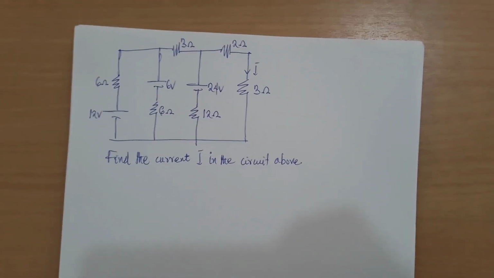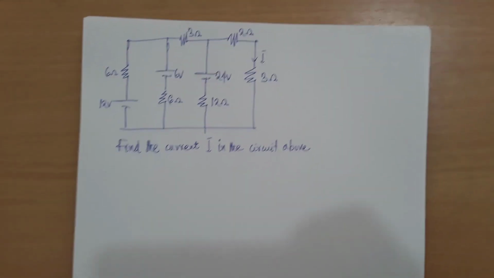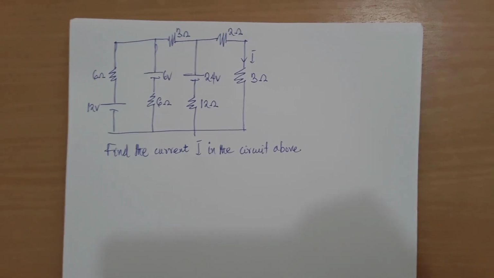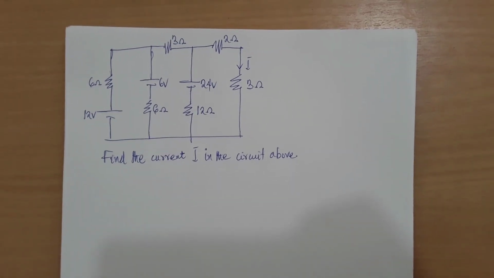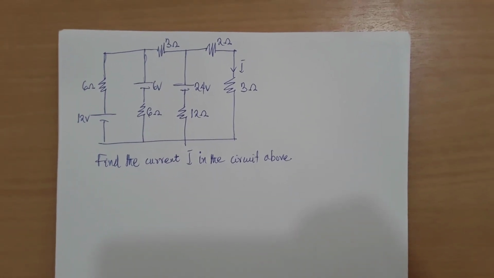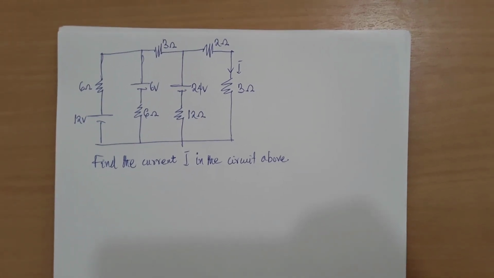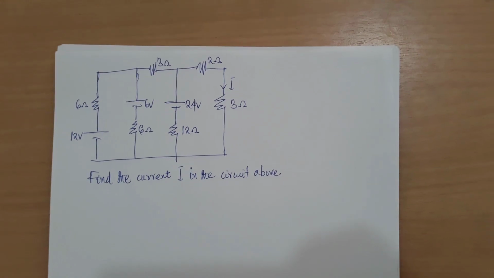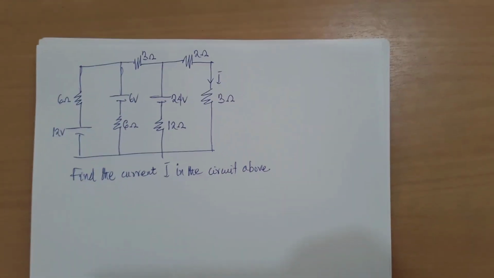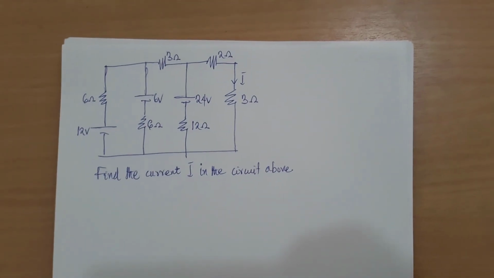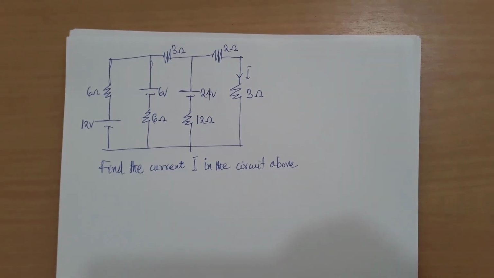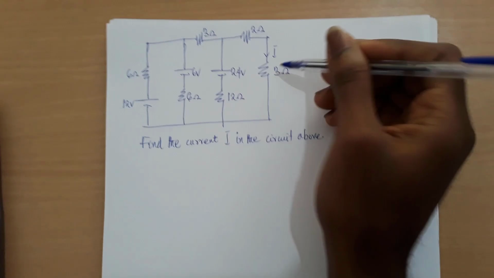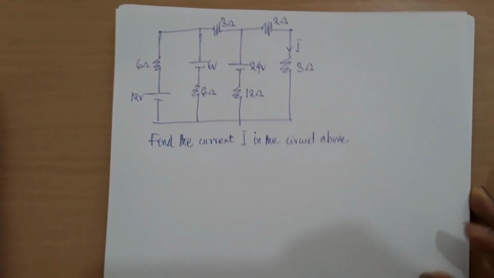In this episode, we shall test our understanding of using Kirchhoff's Voltage Law to find currents and voltages in a given circuit. In a circuit as shown, we have a number of loops and a number of voltage sources connected to a number of resistors. The question says we should find the current I in the circuit. I is the current traversing the 3 ohm resistor.